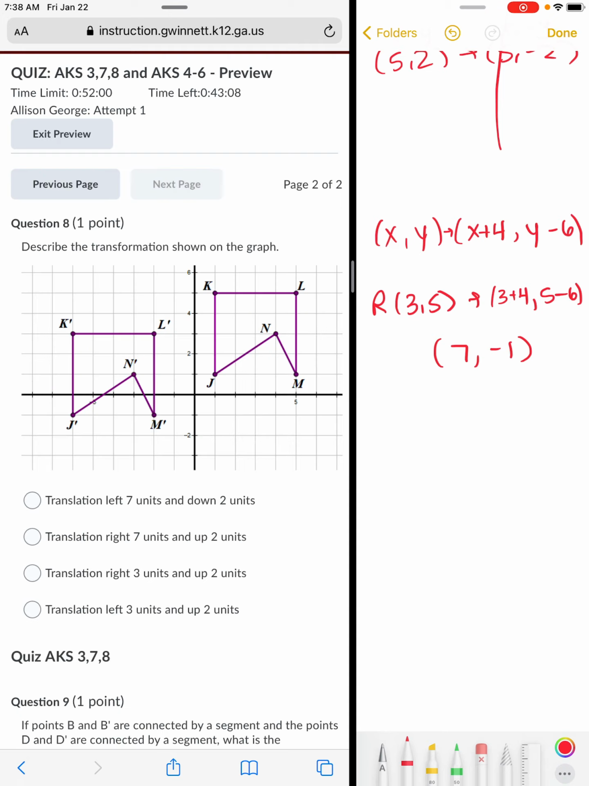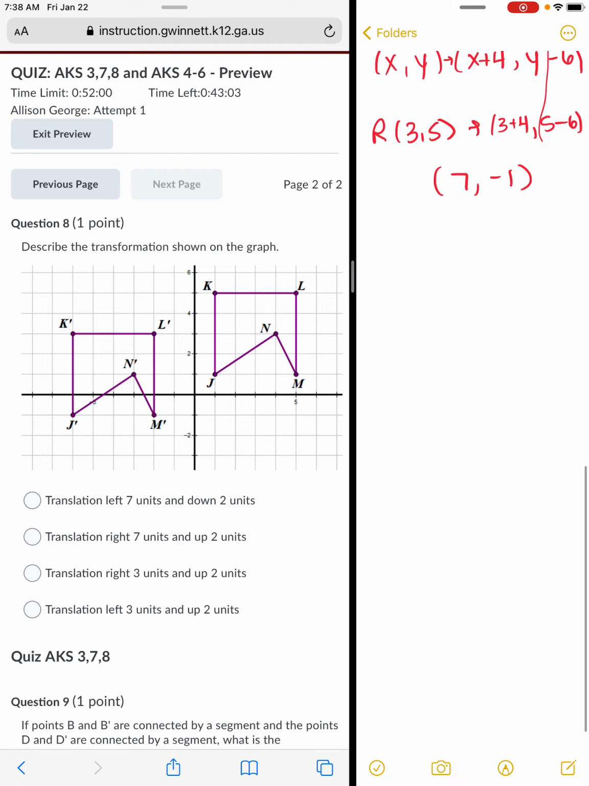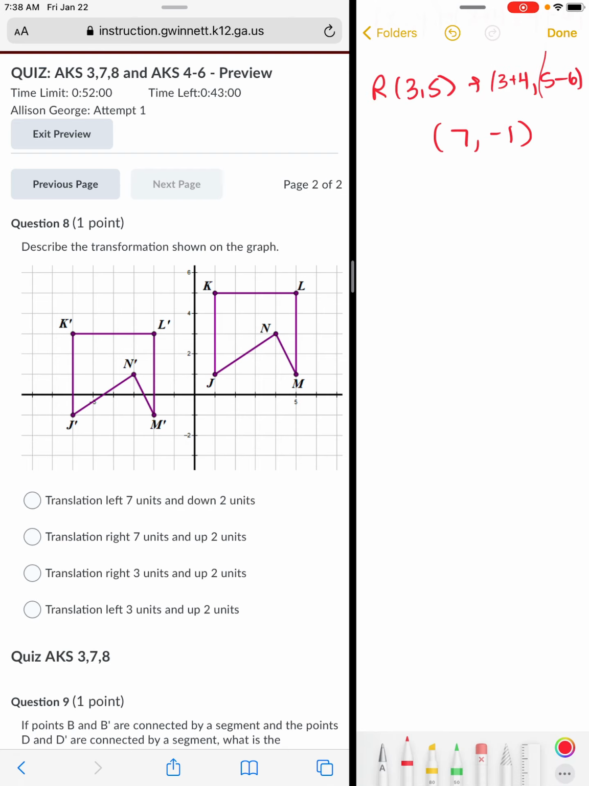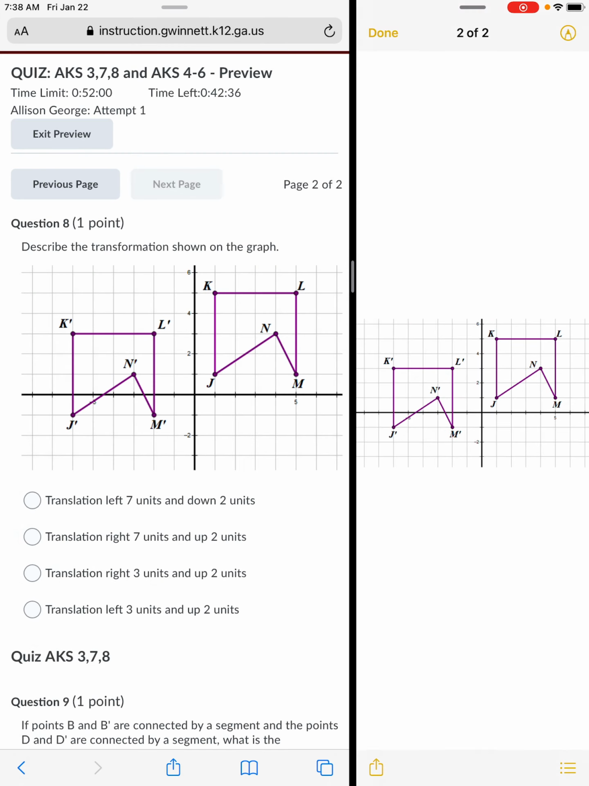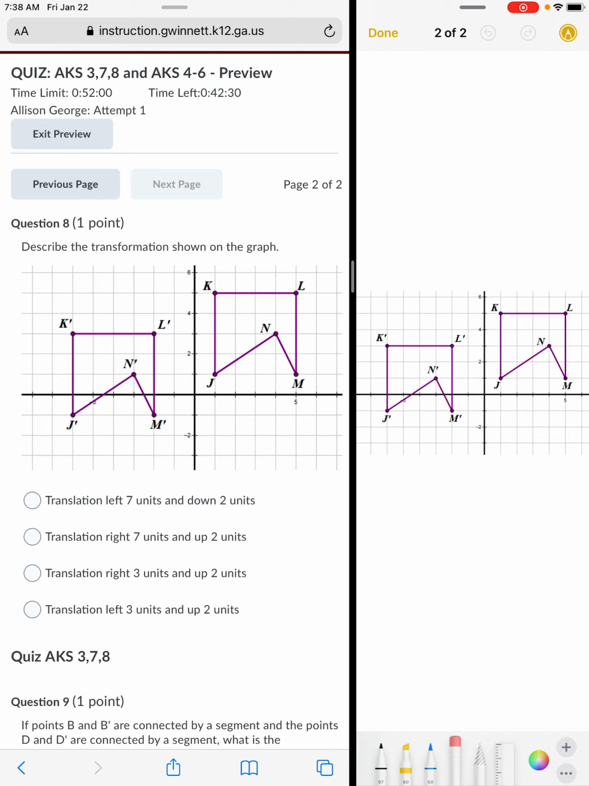All right, let's go to the next page. So the next page is that second grade that you're going to get for this test. And so the first one says, describe the transformation that is shown on the graph. This K prime, L prime, J prime, N prime, M prime, and then K, L, J, N, M. This one actually belongs on that first page, sorry. The next quiz starts right below. What is the transformation here? How has this changed? And I'm going to move this over here and then edit it. Let's see. There we go.